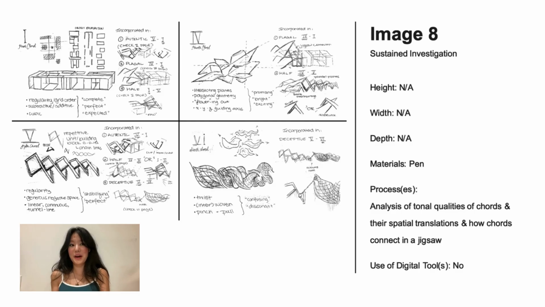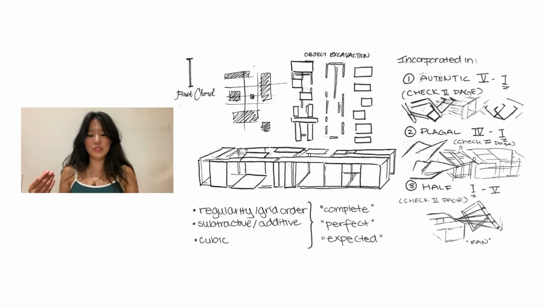These were my four sketches in which I planned out how I wanted to structure them, and also what elements of the sound of each of these chords justified this visual representation. The first chord is considered a very stable chord. It's very regular, so I associated that with a more cubic or grid-like visual representation, because it's supposed to be complete or perfect or expected.